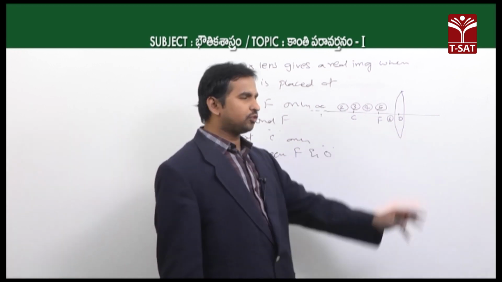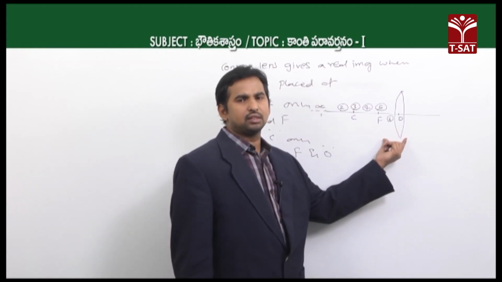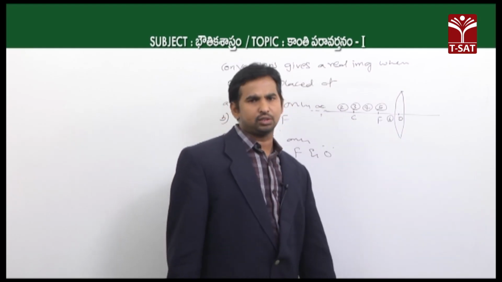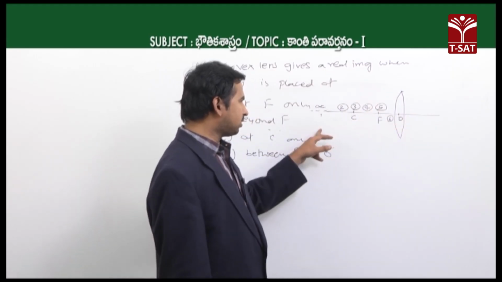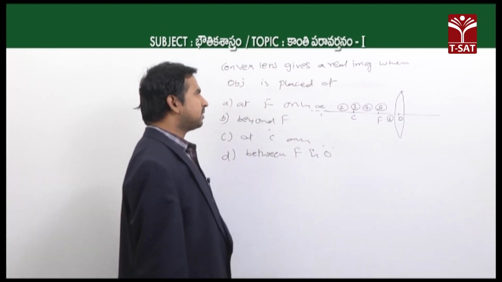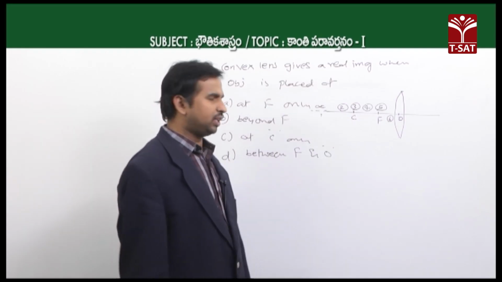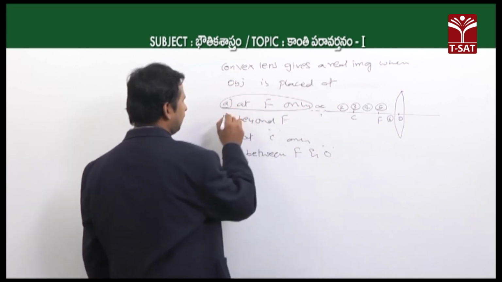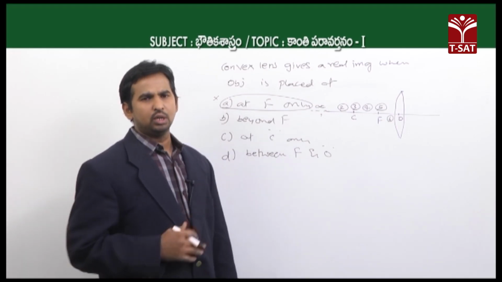When we come to the case between focus and optic center, here the convex lens gives a virtual image, which is the special case, and it is a magnified image. So other than between F and O, in all the remaining cases we have a real image formed. Which means the convex lens gives a real image when the object is placed anywhere after the focus. In this case, the first option given is at focus only, so there is no need to be at the focus; it may be any position from focus to infinity.